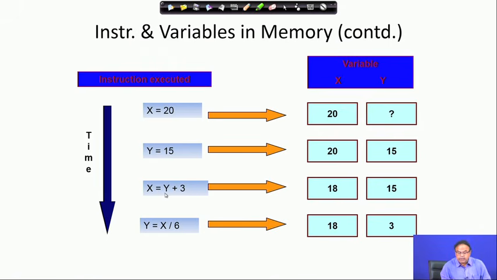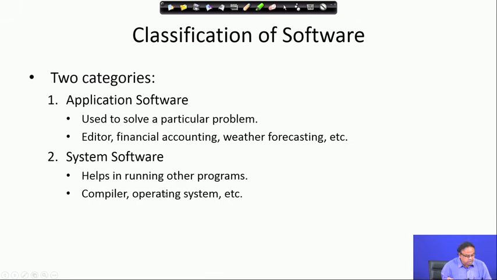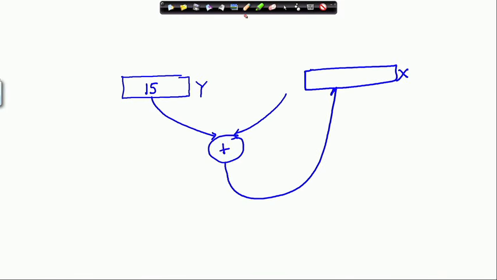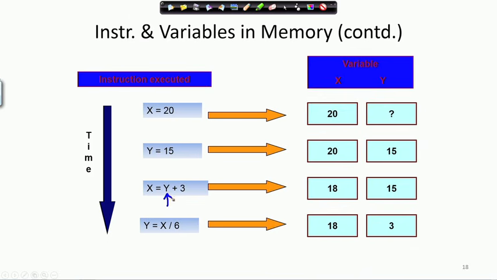And what happens to y? y is not disturbed, because at this point y has just been read, it has not been written into. I read from this location, I did not disturb it, I disturbed x. So, I added 3 and made it 18.